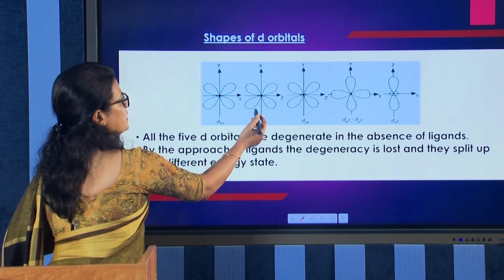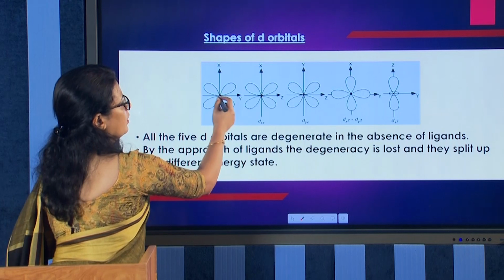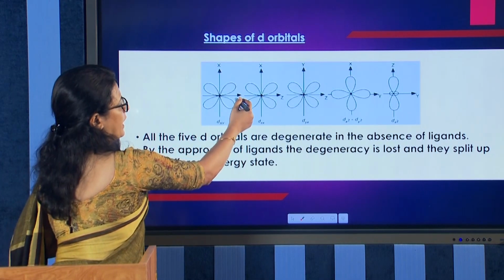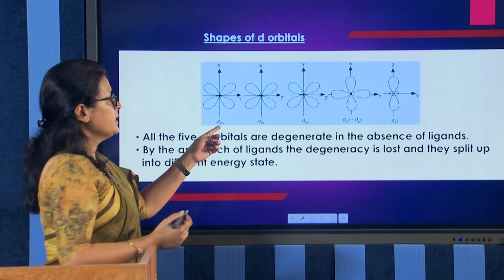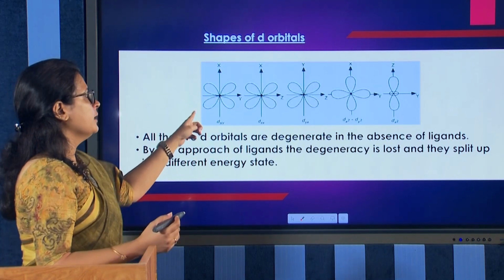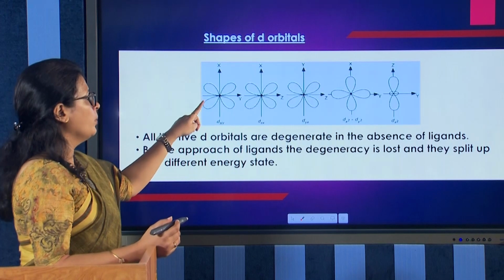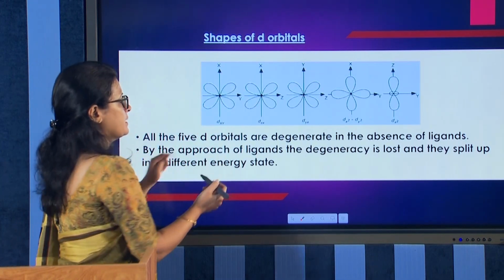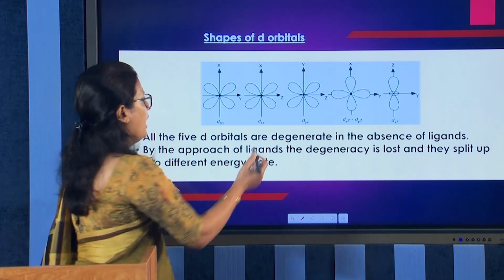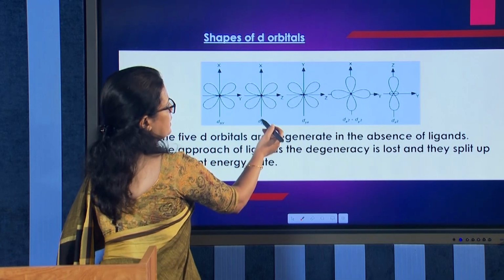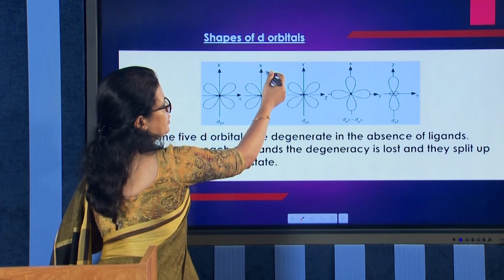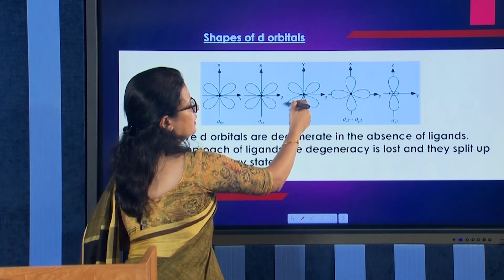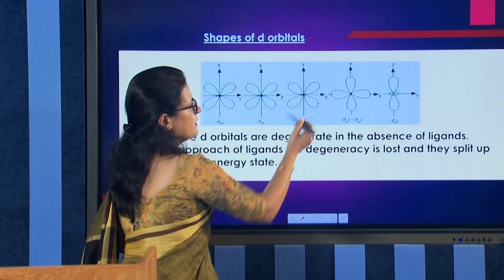See, these 3 have their lobes in between the axes. This is the x and y axis. dxy means its d orbital lobes are in between the x and y axes, that is why it is dxy. dxz means its lobes are between the x and z axes. dyz means the lobes are between the y and z axes.